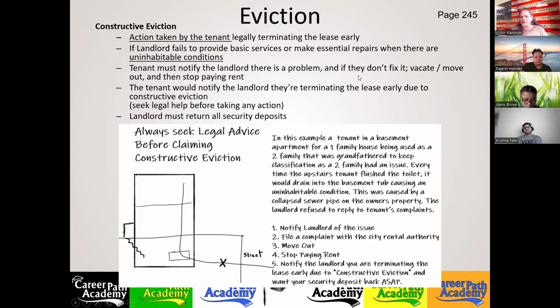I said that landlords can't read your mind. It really stuns me.